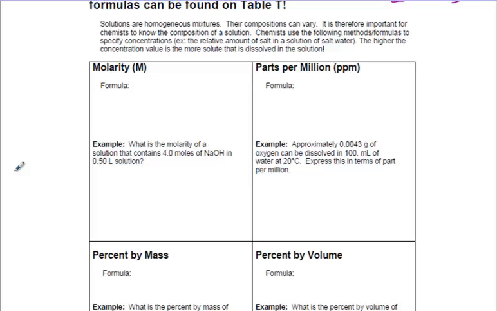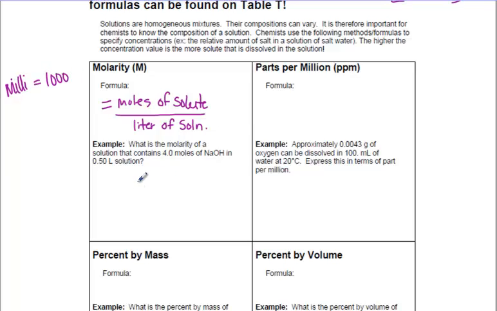So molarity, the formula for molarity from Table T: molarity is equal to the moles of the solute divided by liters of solution, and I'm going to abbreviate that, remember, SOLN. Okay, now if it's not in liters, remember you have to convert to liters. If it's milliliters and you're converting to liters, you must multiply by 1,000 because milli is equal to 1,000.